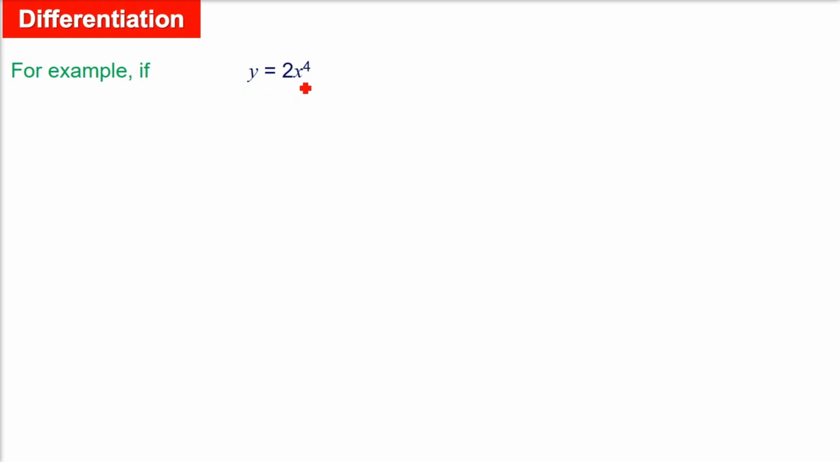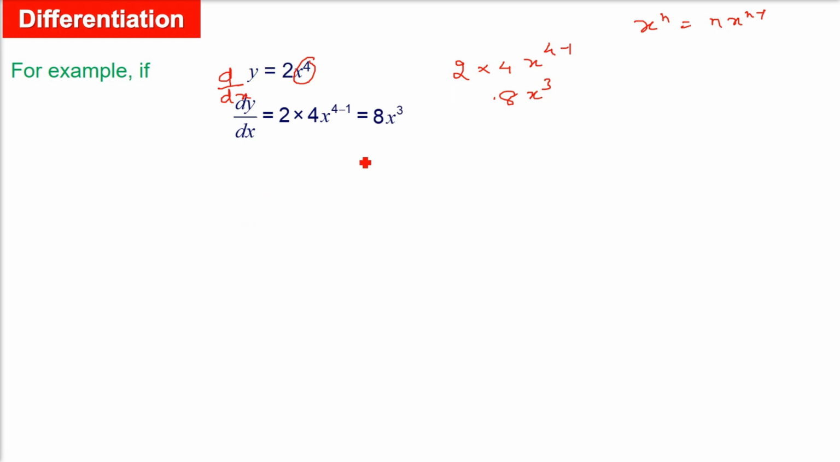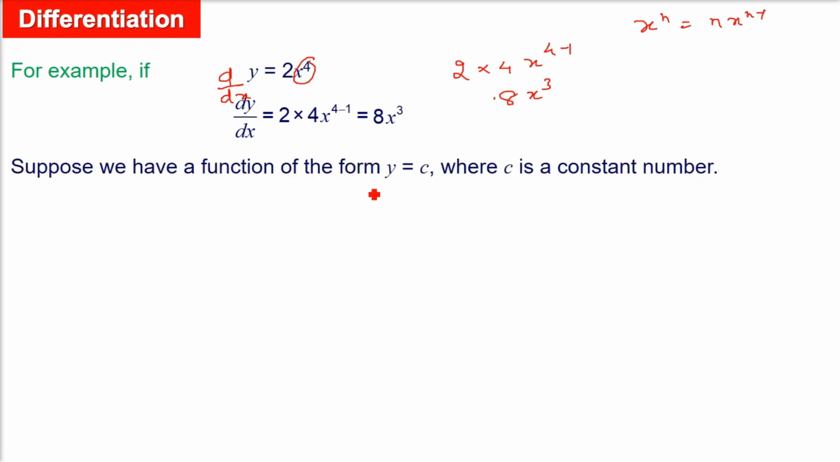For example, you have y equals 2x to the power 4. As I said, a is 2, a constant. You don't have to worry about the 2, just keep it. The differentiation of x raised to n is n x raised to the power n minus 1. So here we have 2 into 4x raised to the power 4 minus 1, and that is going to be 8x raised to the power 3, the differentiation of this polynomial 2 into x raised to the power 4.